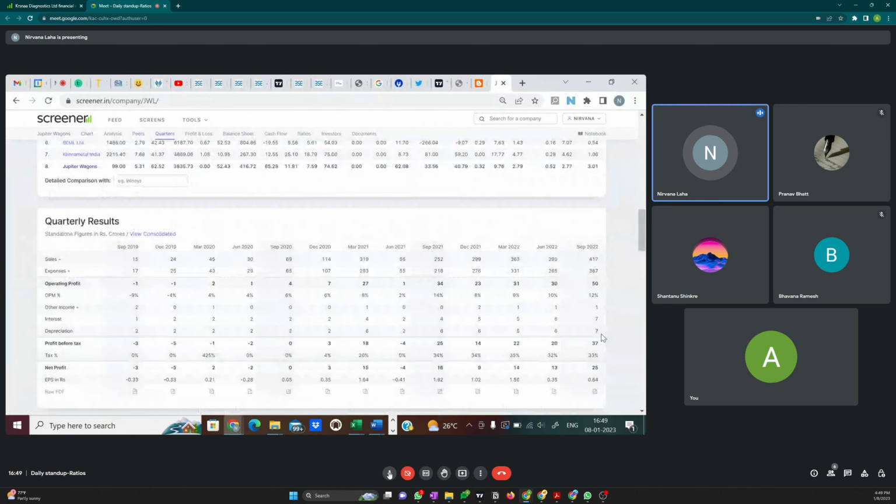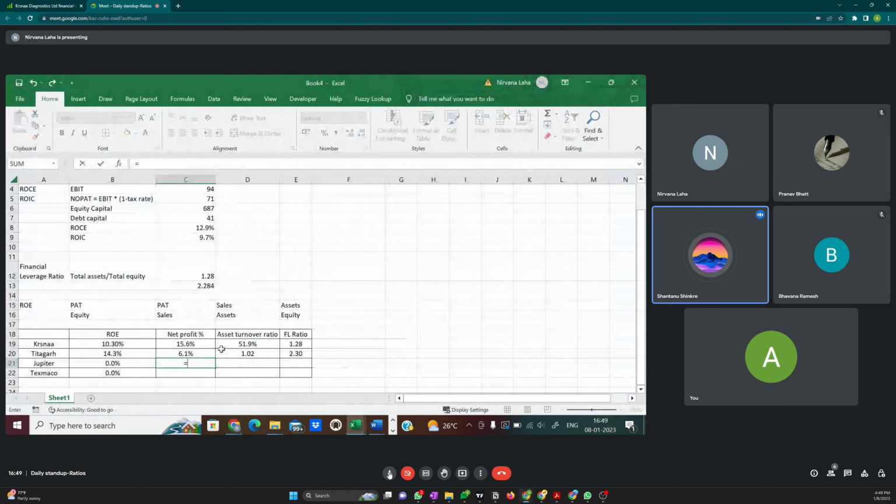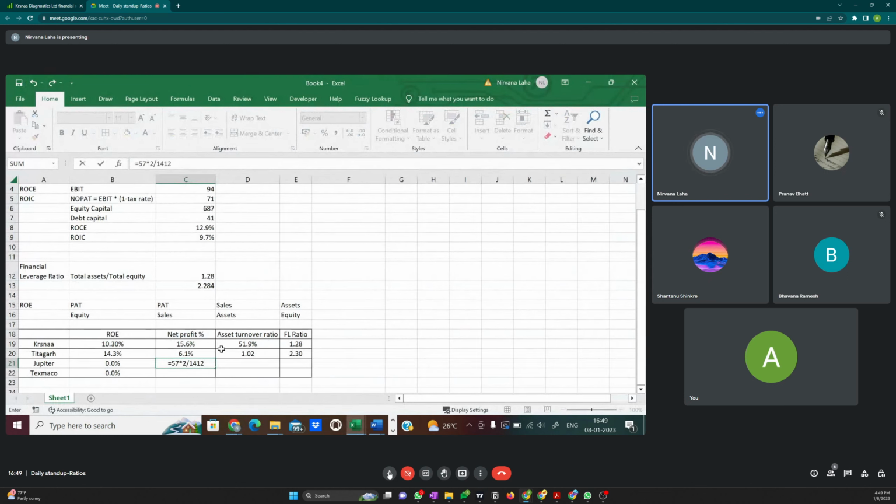Now let's look at Jupiter. For Jupiter, we do the same thing. So 37 plus 20 is 57, into 2 is 114. And here we have 712 for the quarter, so 1424. So 57 into 2 by 712 into 2. So Jupiter Wagons is doing worse than Titagarh in terms of net profit.